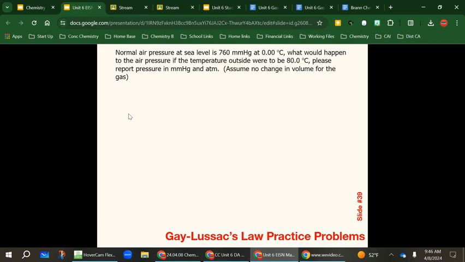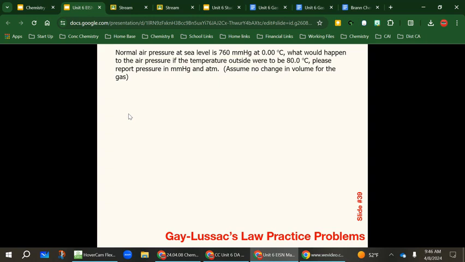Normal air pressure at sea level is 760 millimeters of mercury at 0 degrees Celsius. What would happen to the air pressure if the temperature outside were to be 80 degrees Celsius? Please report pressure in millimeters of mercury and ATM, assuming no change in the volume of the gas.